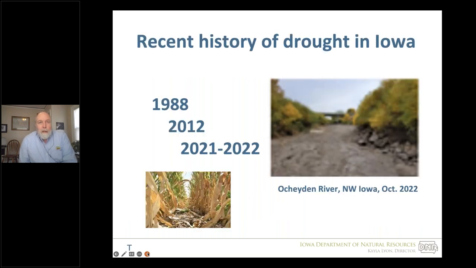So we have a history of recent droughts in Iowa going back in recent memory to 1988, 2012, and then the drought that we just came through in 2020 through 2022. Next slide, please.